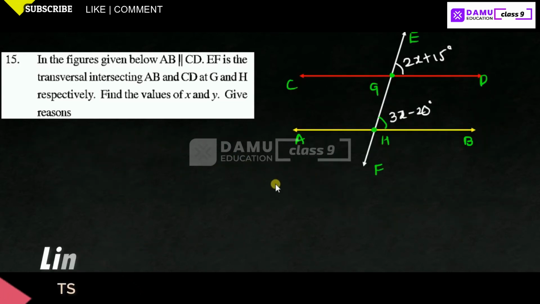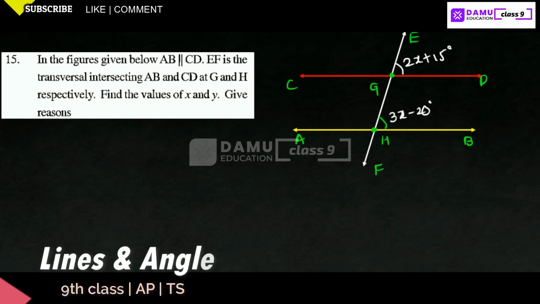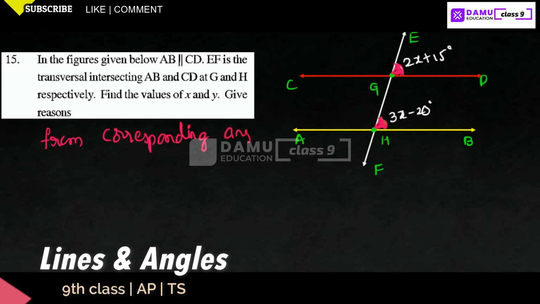So in this second one, we need to find the x and y values. So what is that value? We have to find it here. So let's take this angle: 3x minus 20 degrees and 2x plus 15 degrees. These two angles are what? These two are corresponding angles. So from corresponding angles, corresponding angles are equal.